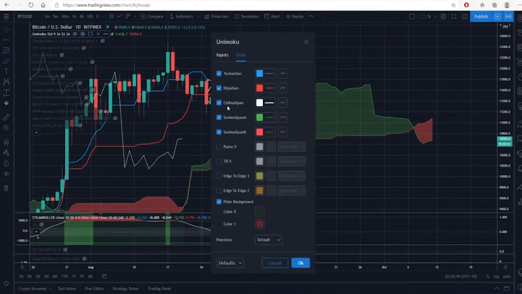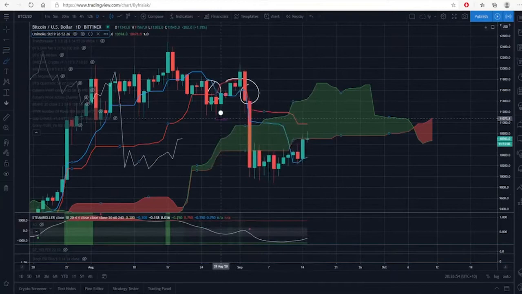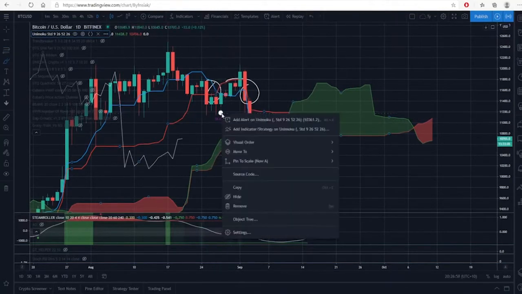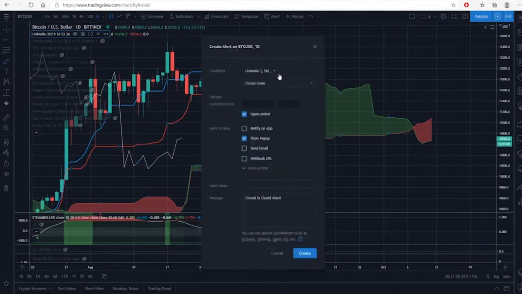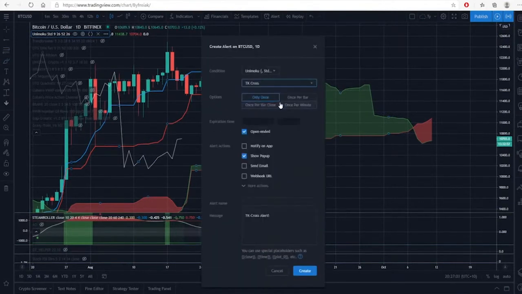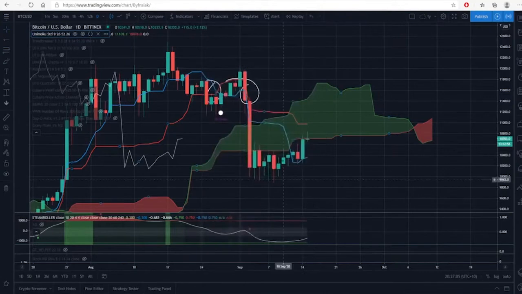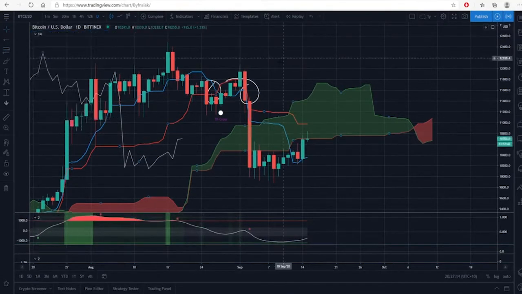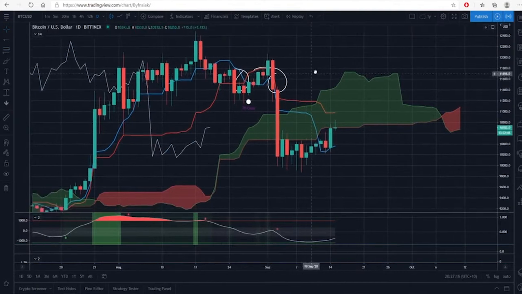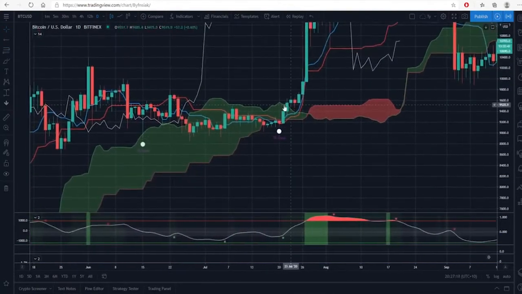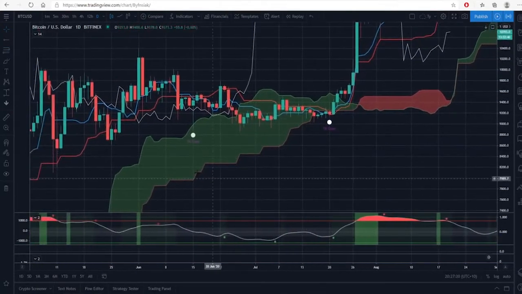We can set alerts to this if we wanted to. TK cross, bang. So we get a signal which we can, as I said, set alerts for when we get a TK cross. So if we get a bearish TK cross, we can set an alert for that that fires and it pings through TradingView. You can get a message, you can get an email, you can get a pop-up on your phone, on your device, whatever it is, telling you that this TK cross has occurred. So we had a very beautiful TK cross here.